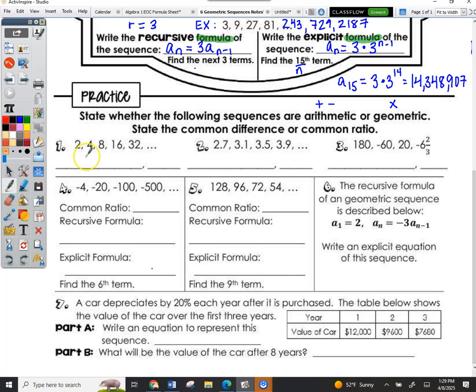All right. What did you say? And why is it geometric? Because it's multiplying by 2 to grow, right? If you think about it like times 2, times 2, times 2, times 2. So it's r, because it's geometric, times 2. Right?